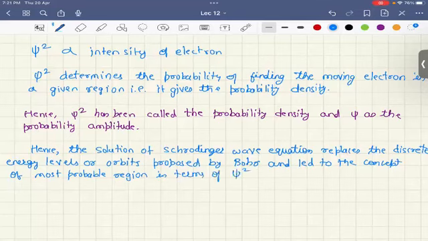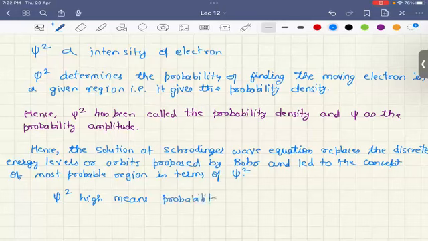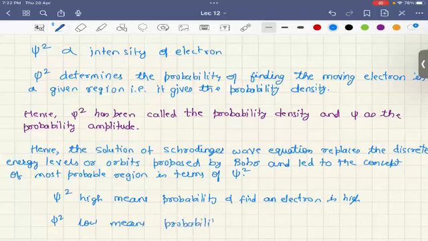A large value of psi square means a high probability of finding the electron at that place, and a small value of psi square means a low probability, right? Higher the psi square, the probability of finding an electron is high. If psi square is low, then the probability of finding an electron is low, right?